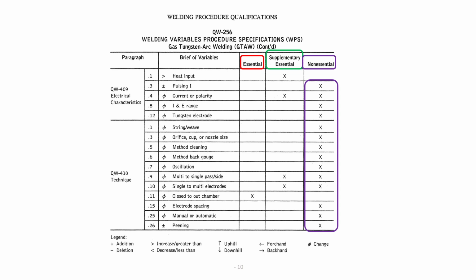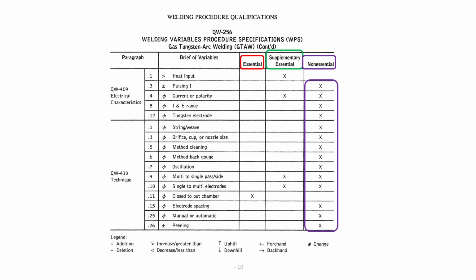Orifice and cup size. So these all are the non-essential variables. A lot of them are instructions to the welder so that the welder can make a sound weld deposit utilizing your process, and he's not wandering all over saying, well, orifice and cup size, I can use anything I want. No, you're saying you can use this orifice and this cup size. That's it.